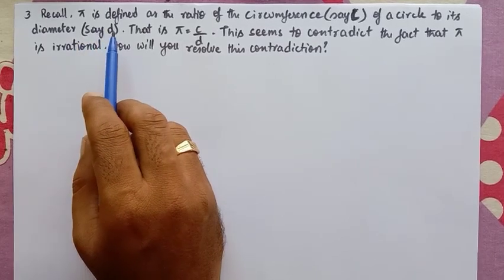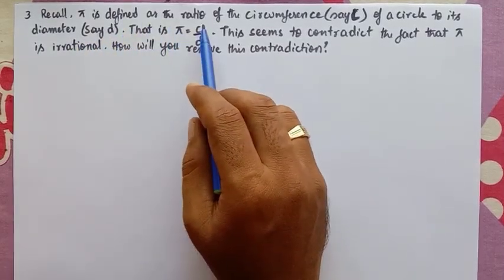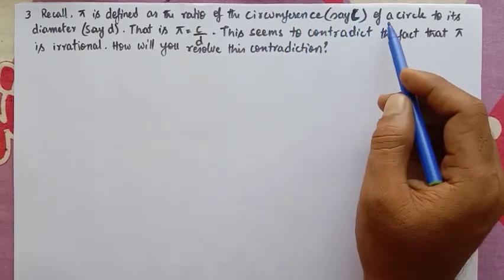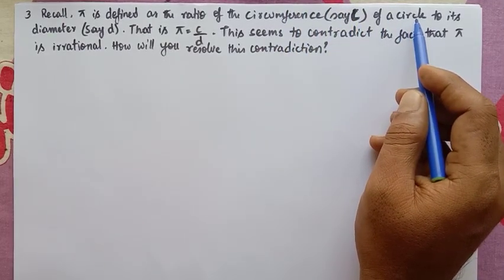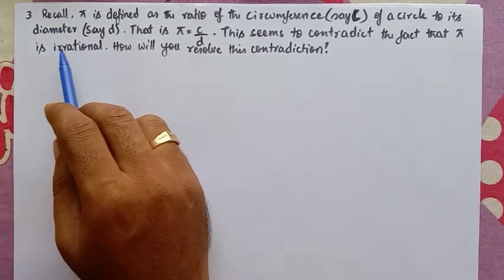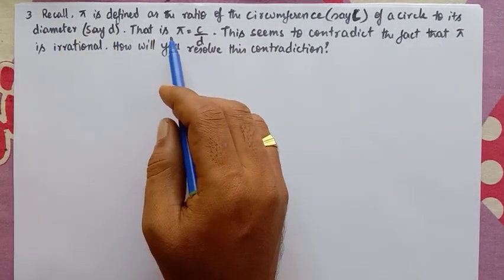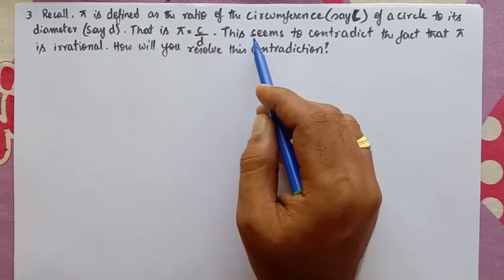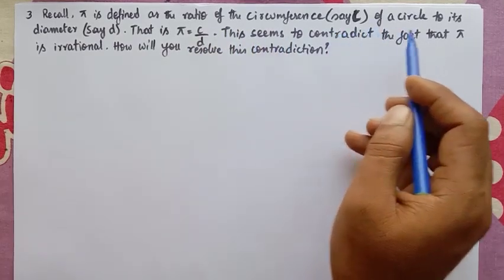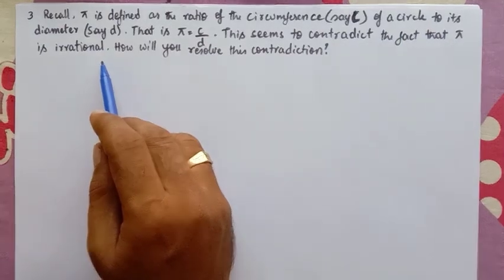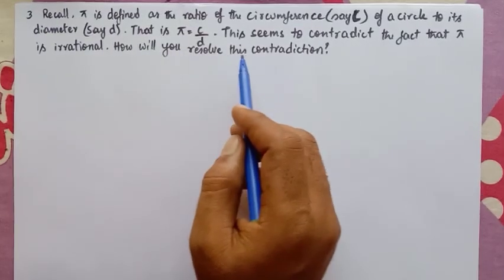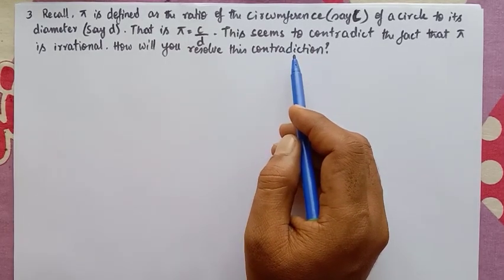Recall, pi is defined as the ratio of the circumference, say C, of a circle to its diameter, say D. That is, pi is equal to C by D. This seems to contradict the fact that pi is irrational. How will you resolve this contradiction?